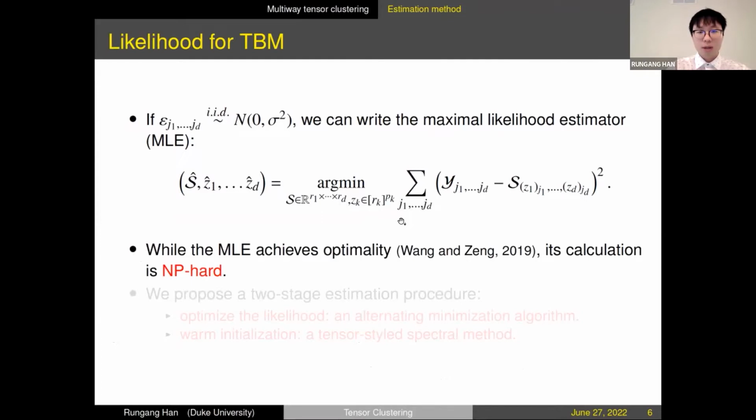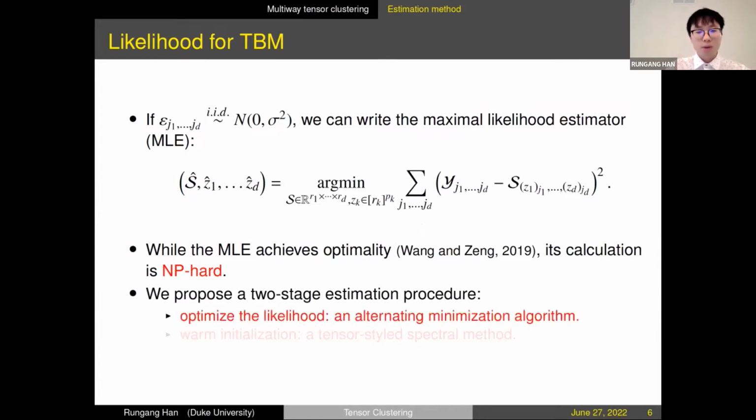But the question is that this programming, although it has a square loss, is optimized over a very complex region where we have S as a continuous variable and the multiple Z_k as discrete variables. This is a mixed integer programming, and in general, the calculation is NP-hard. That being said, although MLE is statistically optimal, it is difficult to calculate in practice. So in this work, we propose a two-stage estimation procedure, which is efficient in terms of calculation.